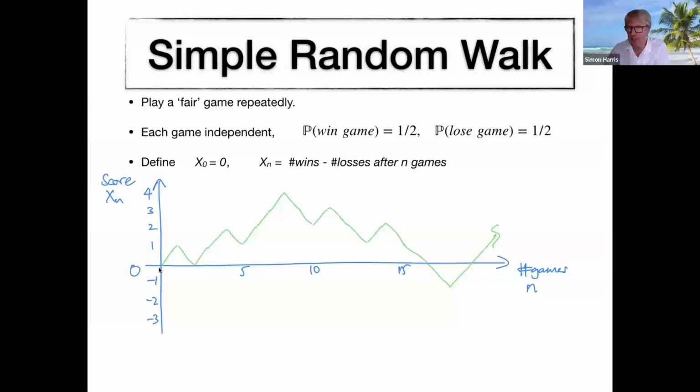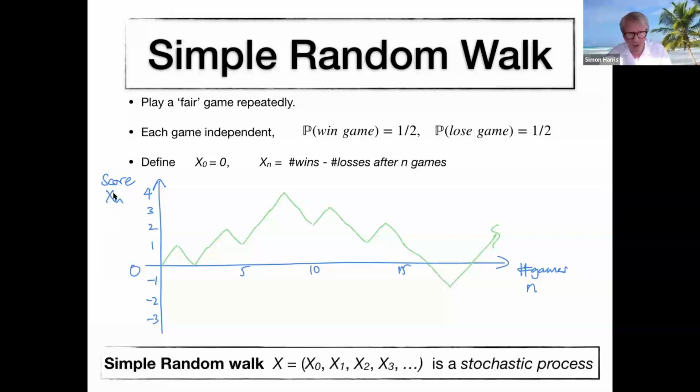So what would a typical trajectory of this game look like? It's a random game, but if we look at a typical realization, so maybe we won, then we lost, then we won 2, then we lost 1, then we won 3, lost 2, won 1, and so on. So we get a function that we're drawing with time on the x-axis and our score X_n on the y-axis. This is what's known as a simple random walk, and this is like a probabilist staple. And it's what's known as a stochastic process. So it's a process that's evolving in time.